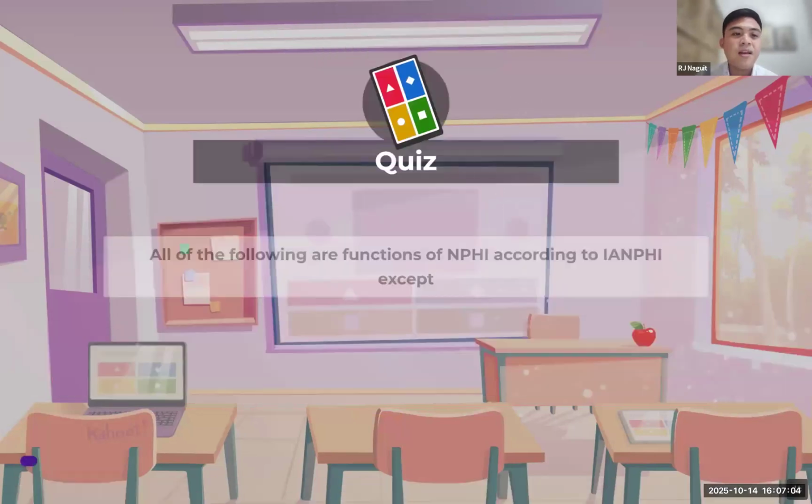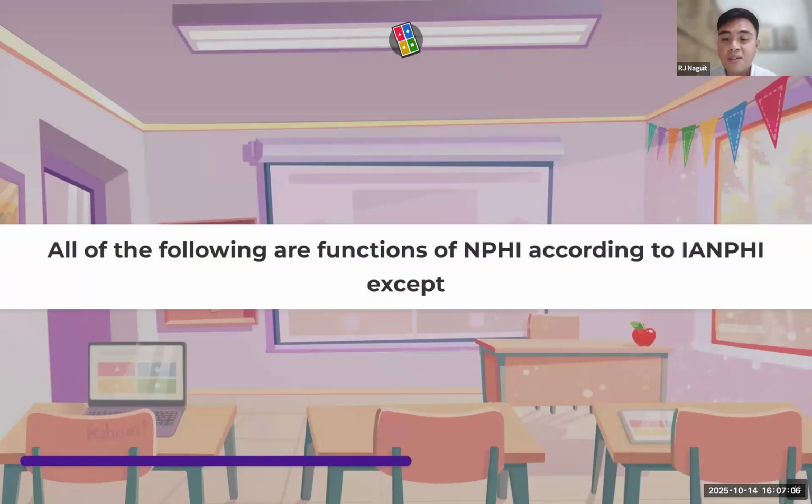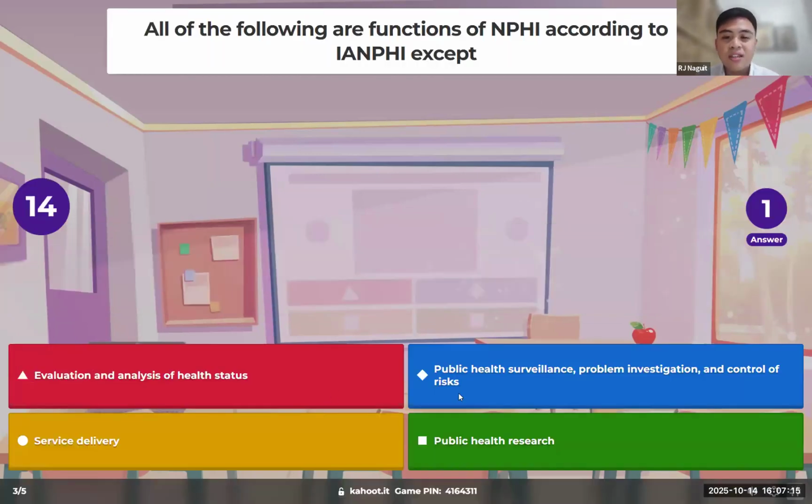Next question. All of the following are functions of an NPHI according to IANPHI except: red, evaluation and analysis of health status; blue, problem investigation and control; green, public health research; and yellow, service delivery.